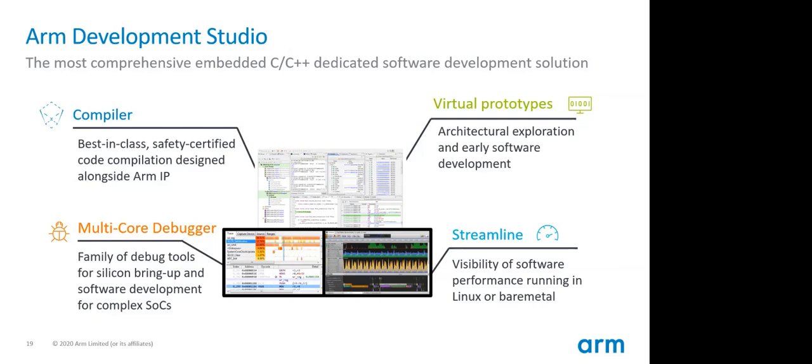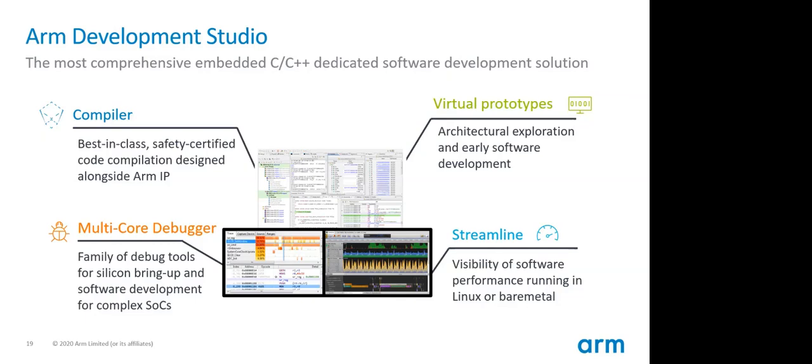We provide these FVPs that have been mentioned a few times. I'll talk about those in a bit more detail in a moment. We have a fully featured multi-core debugger that can support either these virtual platforms or real silicon, no matter the configuration. We're seeing a lot of devices with both Cortex-A and Cortex-M CPUs being put alongside each other, and you can debug all of those together through a single debugger. And this can be either in a model or real silicon through one of our JTAG adapters.